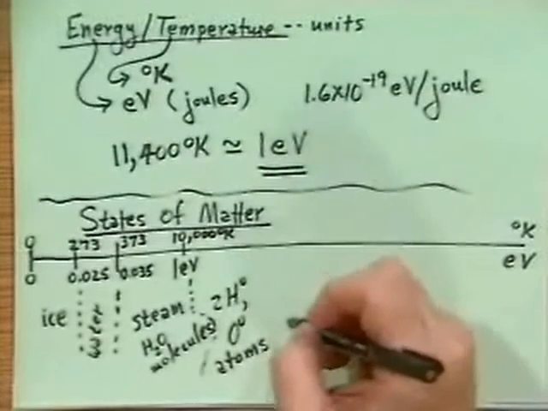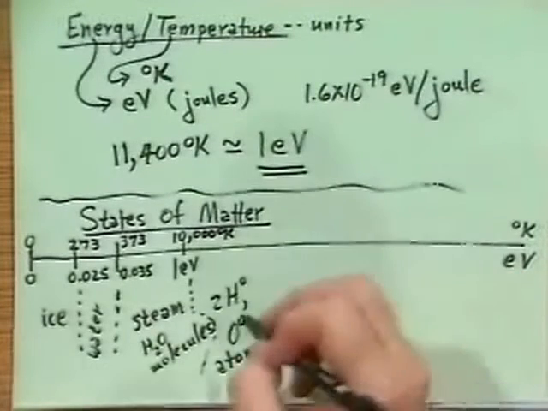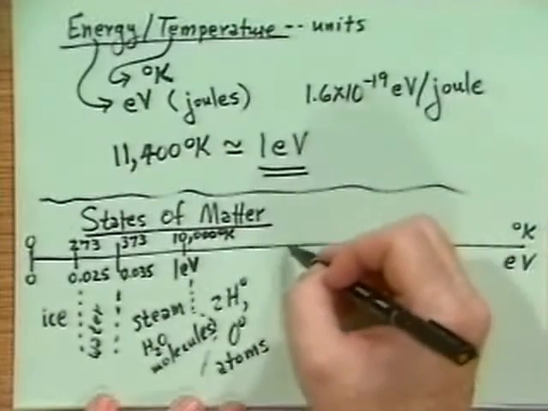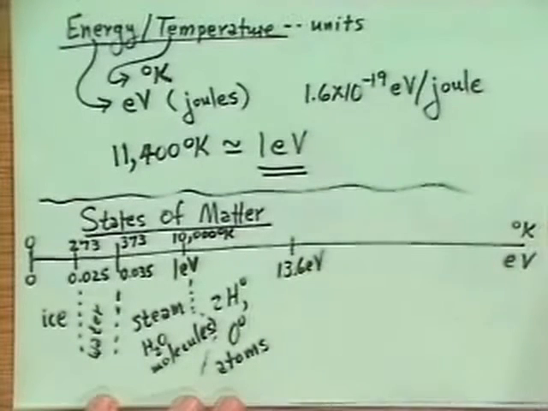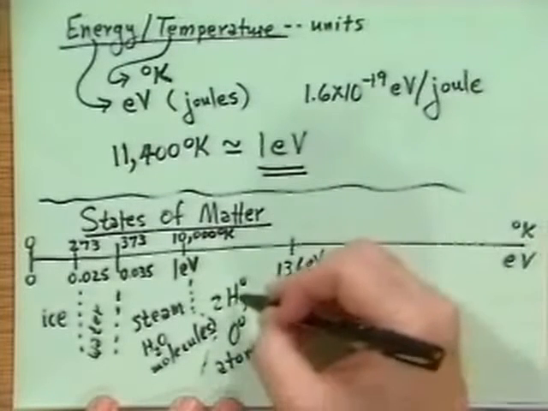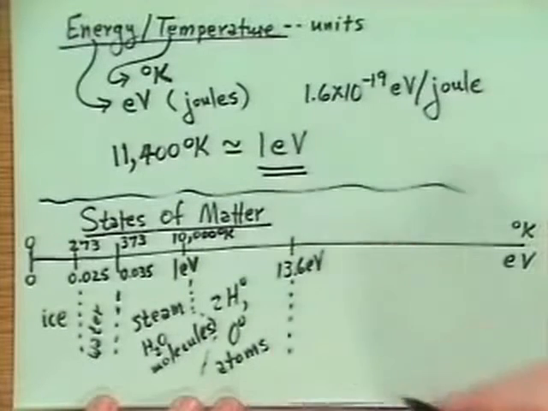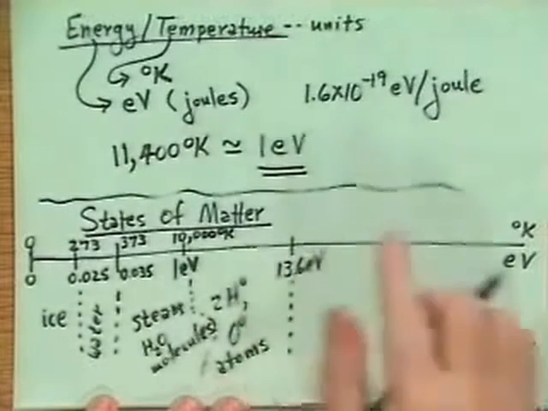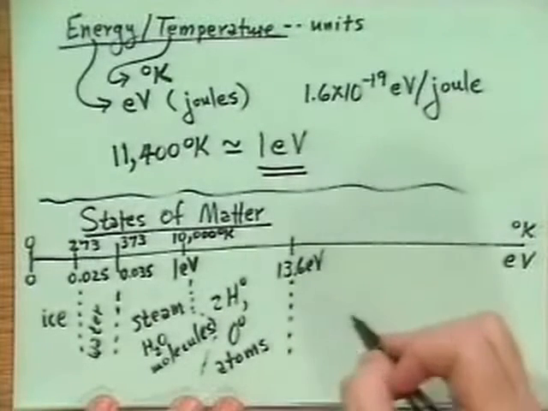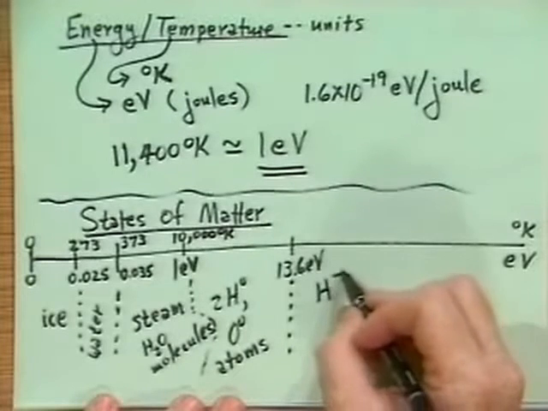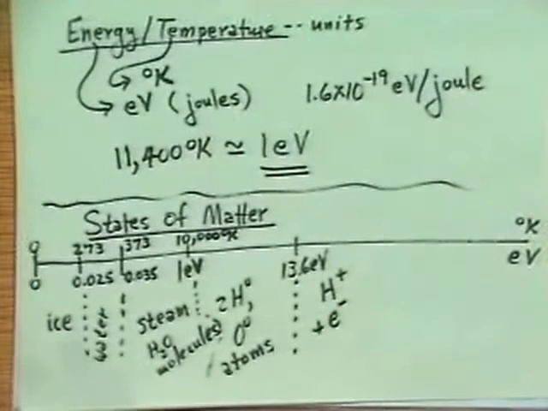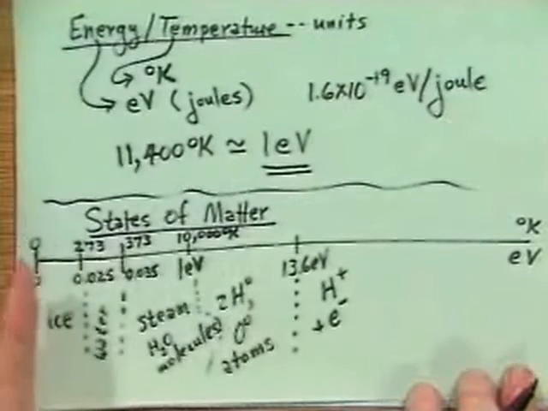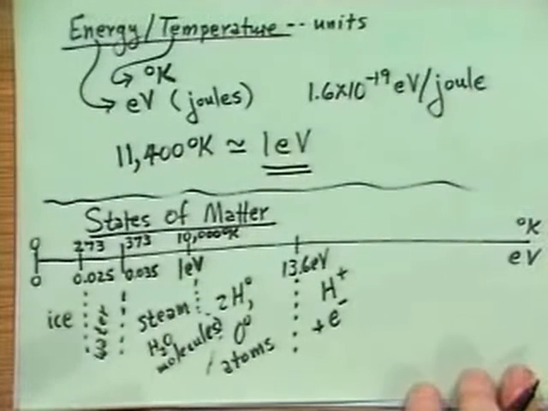Now, what happens if I keep heating? You know, don't ask how I'm heating. We'll have to worry about that a little bit later. But anyway, when I pass, let's say, 13.6 EV, that's the energy required to strip off from hydrogen the electron, which is encircling the nucleus, the proton. And so above that, I end up having H plus an electron. What I'm doing here is every time I go up in energy, I'm breaking some form of a bond.